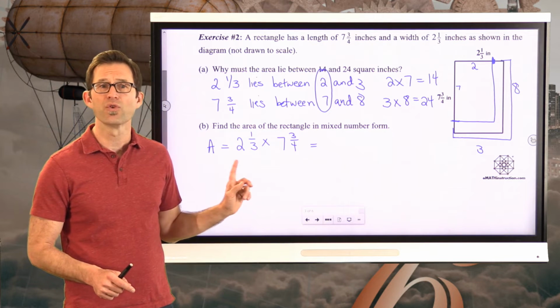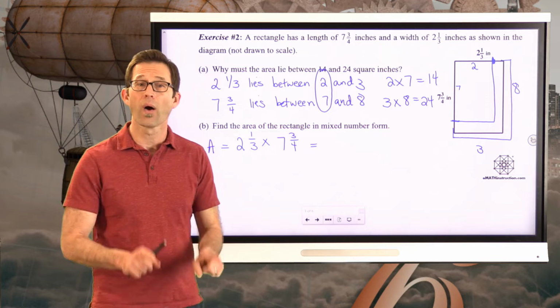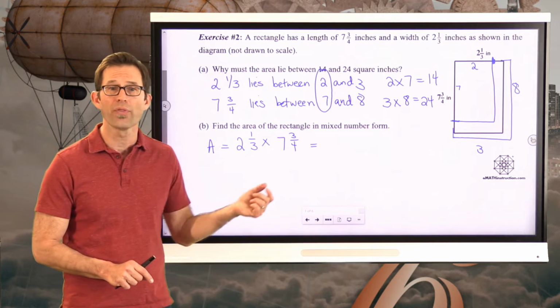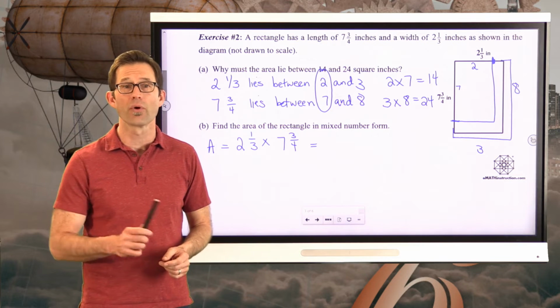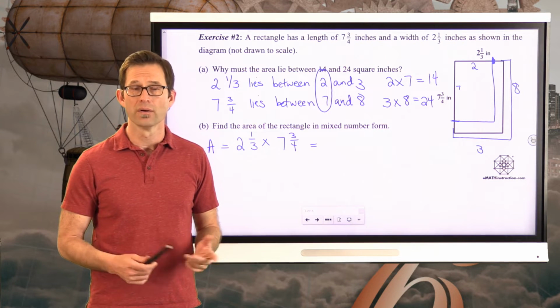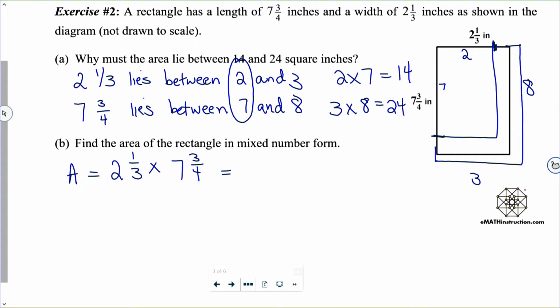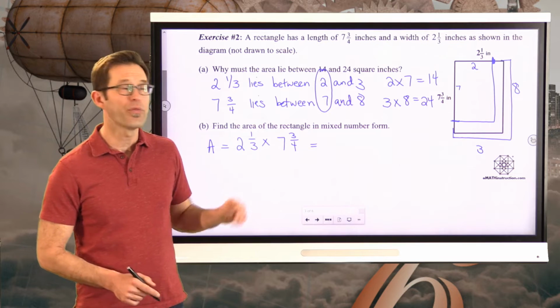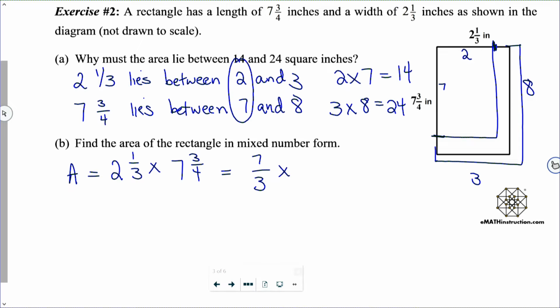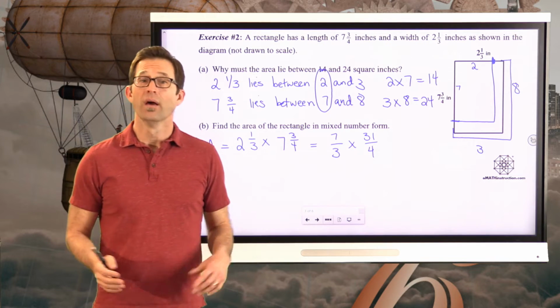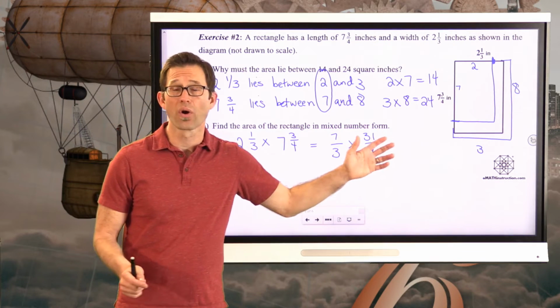So first, let's convert the 2 1/3. Actually, pause the video now and you do that for yourself. Convert the 2 1/3 and the 7 3/4 to improper fractions, right? Fractions where the numerator is larger than the denominator. Go ahead and do that. All right, well, 2 1/3 is the same as 7/3, and 7 3/4 is the same as 31/4.